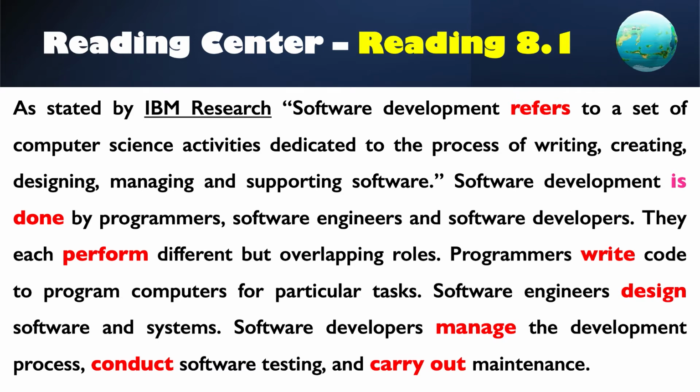Programmers write code to program computers for particular tasks. Software engineers design software and systems. Software developers manage the development process, conduct software testing, and carry out maintenance. So here the main verbs have been highlighted in red. The one auxiliary verb is highlighted in pink.